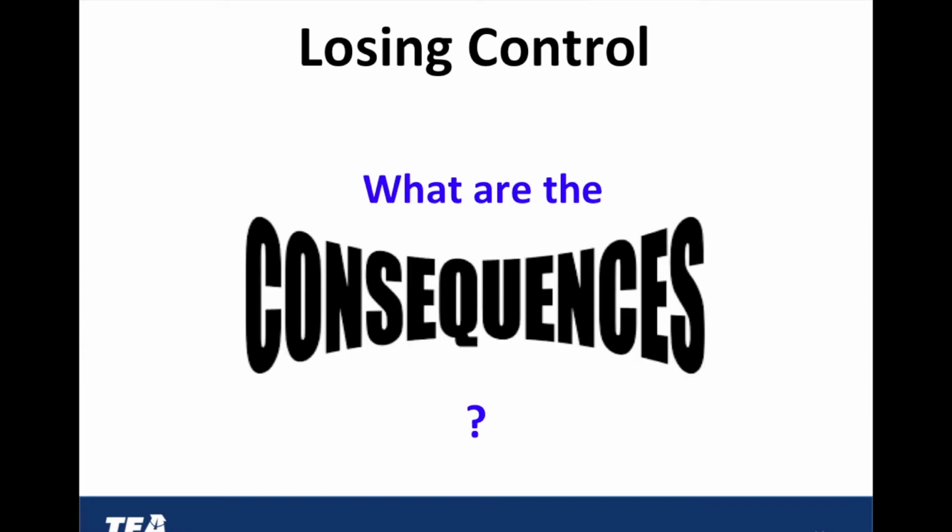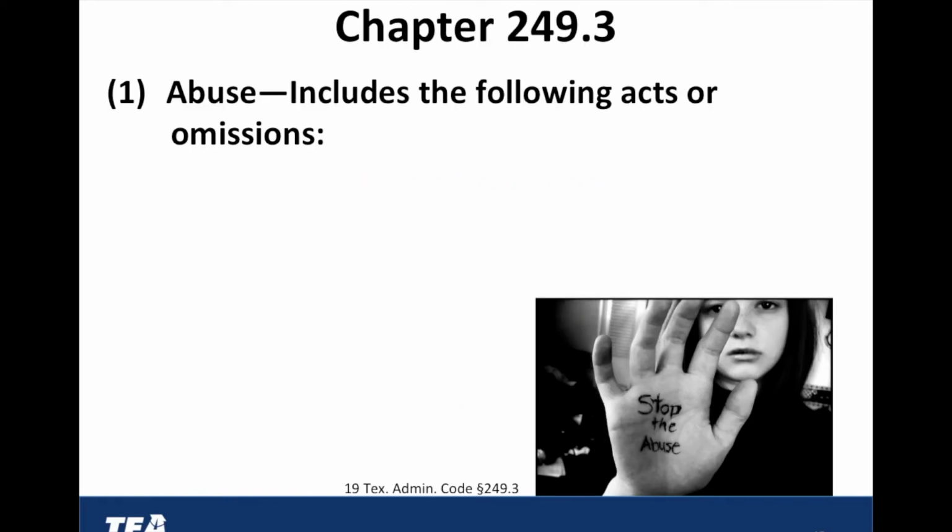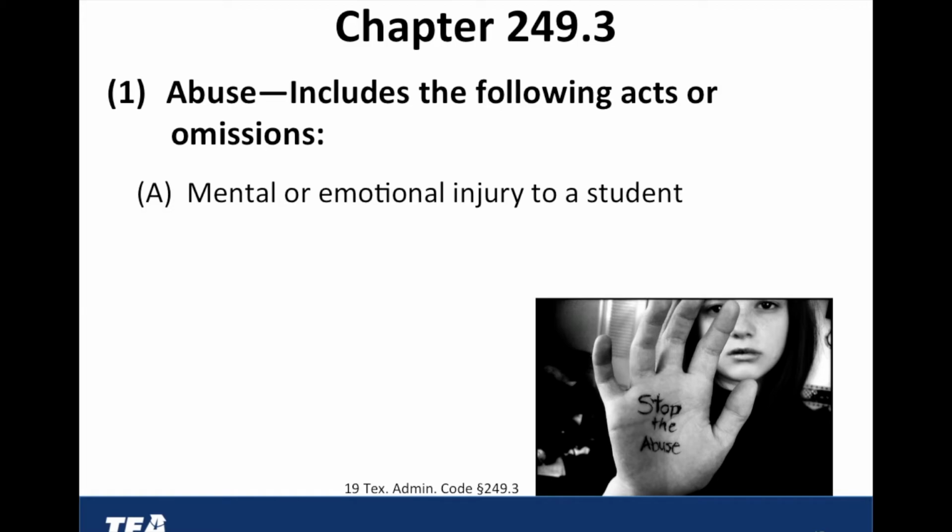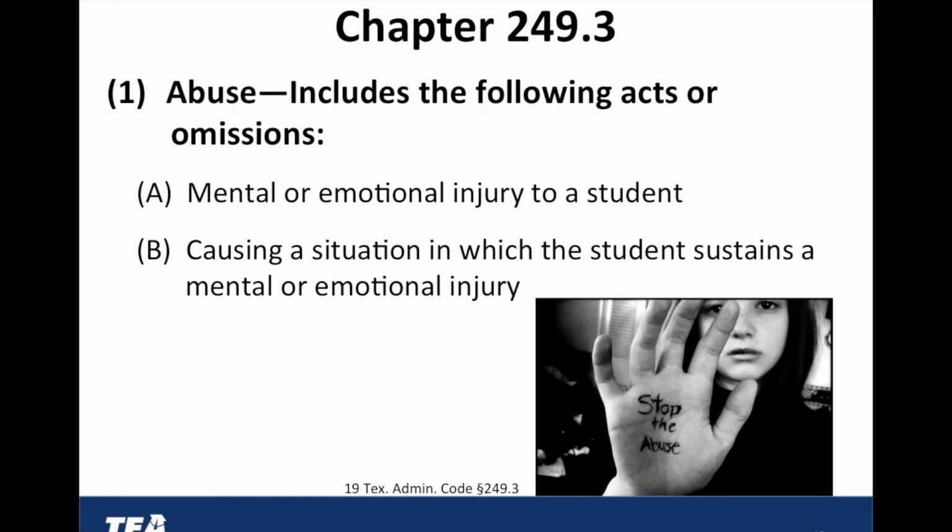There are consequences to all behavior. Depending on the behavior, it can result in a positive or negative consequence. When teachers lose control of their emotions or anger, there can be very serious consequences. Chapter 249.3 of the Texas Administrative Code defines abuse. Abuse includes the following acts or omissions: mental or emotional injury to a student, causing a situation in which the student sustains a mental or emotional injury, physical injury, or sexual conduct.